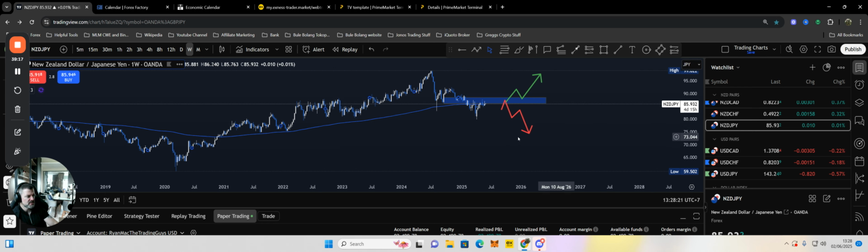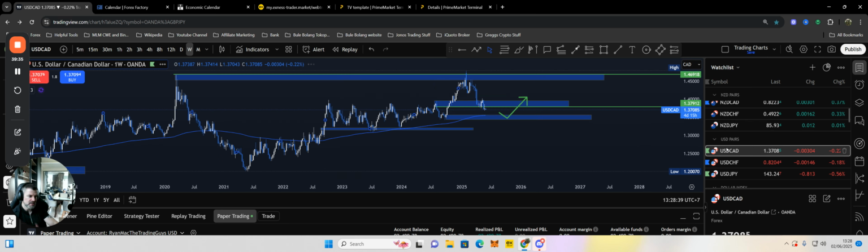right? NZD Japanese yen, two dog shit economies, plus both of them again are risk off economies. So both economies are shit, but both are getting money pumped into them because of risk off, and you're just getting this bullshit movement, right? It's not worth trading, guys. You need to know what's worth taking a trade and what's not.